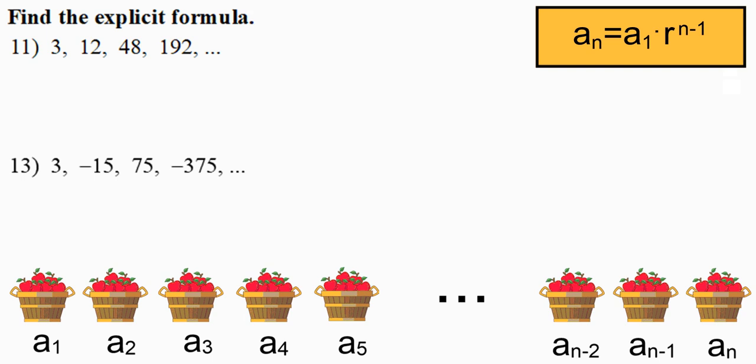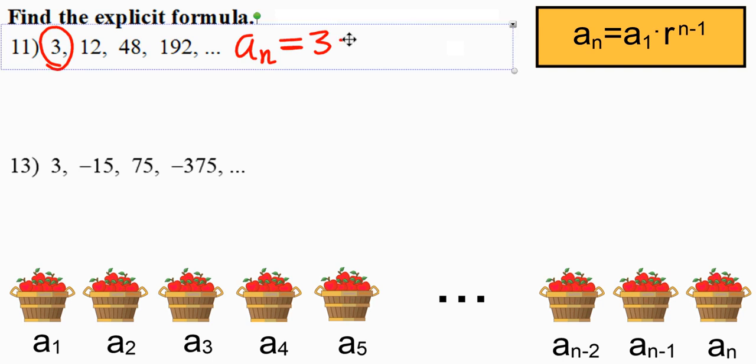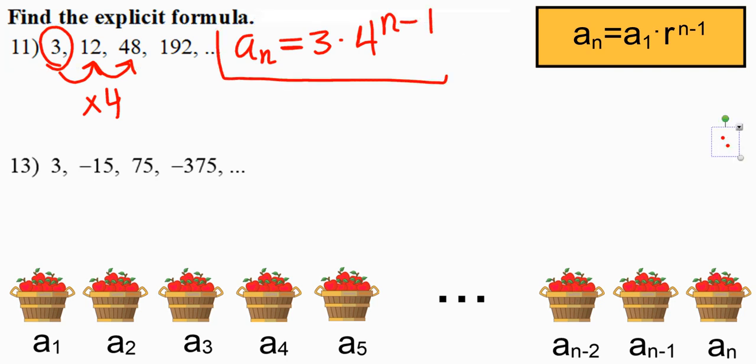Find the explicit formula. So I've got the explicit formula written over there in that box right there. You take the first term times r n-1 times. So let's see. A1, we need A1 in that formula, and A1 is just this one, the first term. So we're going to have AN equals that first term times R. Well, R is how you get from number to number. It looks like that's times 4. So times 4 to the n-1. That's it. That's the explicit formula.